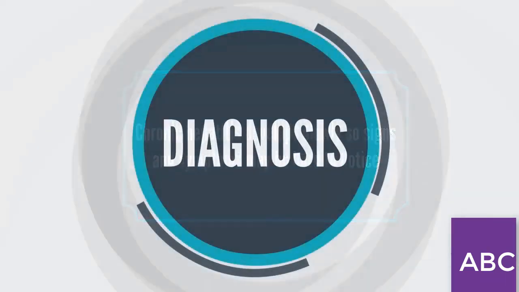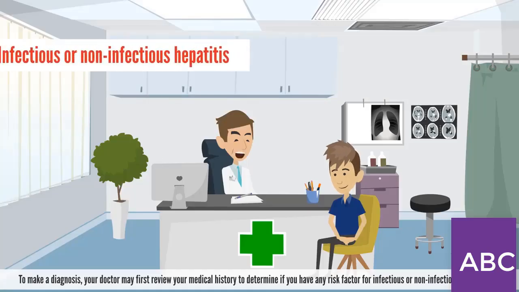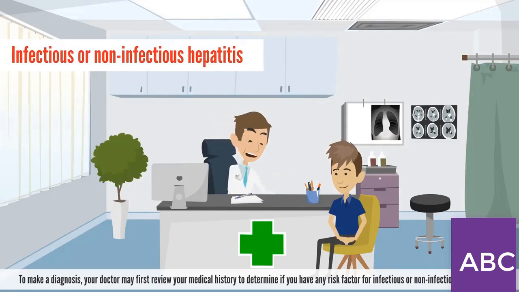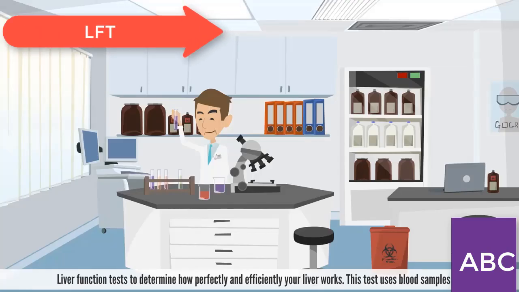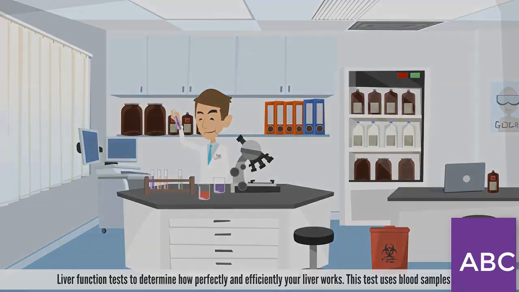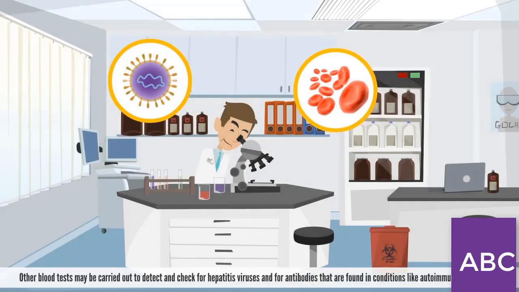I will be talking about diagnosis. To make a diagnosis, your doctor may first review your medical history to determine if you have any risk factor for infectious or non-infectious hepatitis. And if hepatitis is suspected, the type and severity may only be diagnosed through a laboratory test. The following tests can be used: LFT, which is liver function test, to determine how perfectly and efficiently your liver works. This test uses a blood sample.